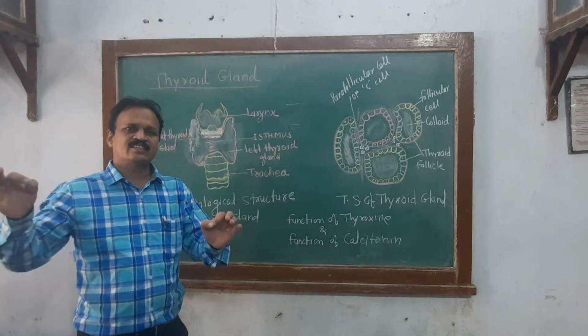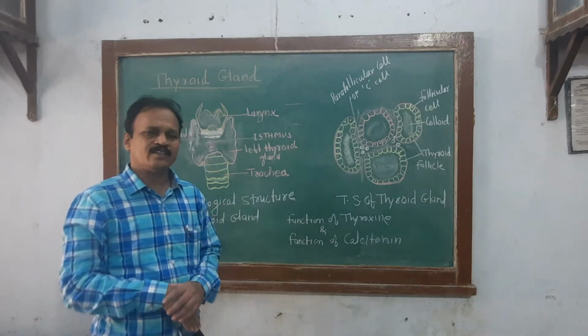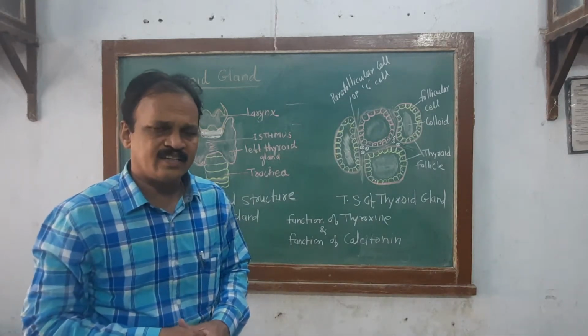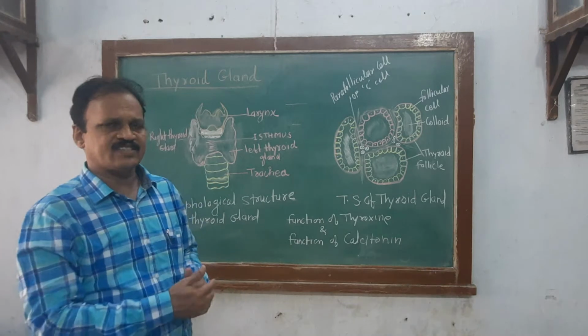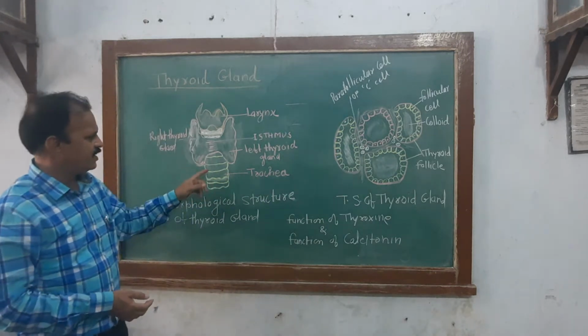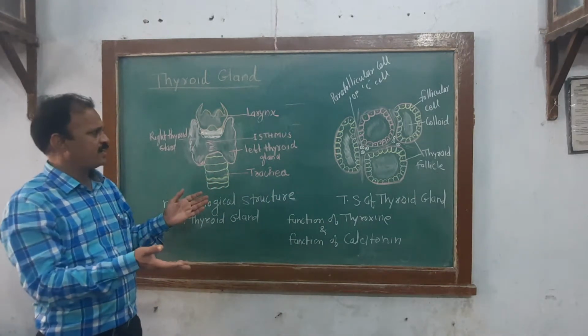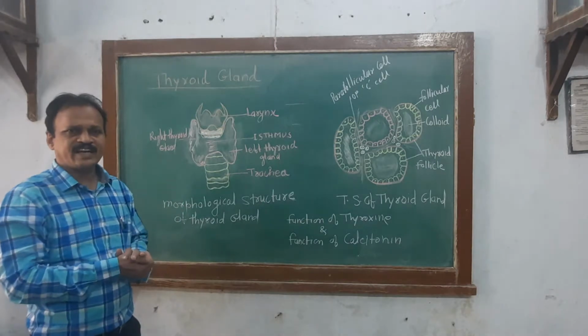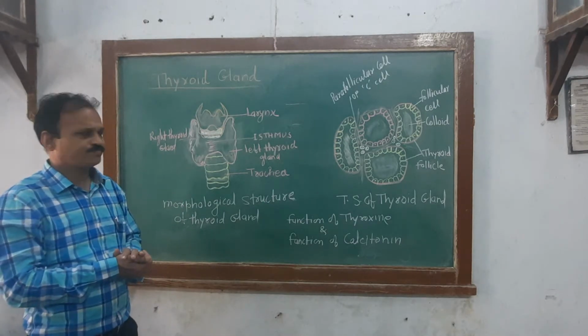The largest endocrine gland of the body. Which is the largest endocrine gland? Thyroid gland is the largest. Location: it is located either side of the trachea, just below the larynx. That you have to remember.